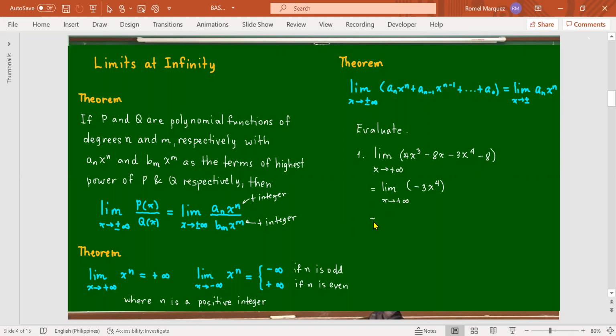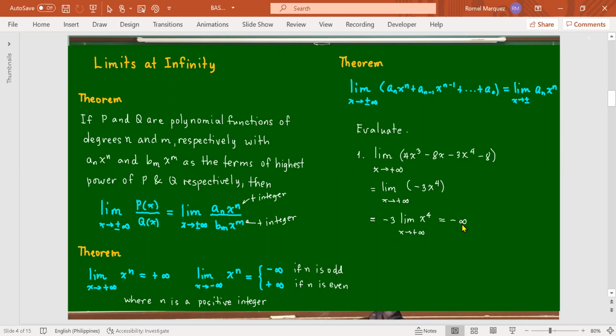So the value of their limits are the same. If this will not exist, this will not exist also. So what's now the limit? You have a constant. I can put the constant out and take the limit of x to the fourth. Look at that theorem here. This is even and approaching positive infinity. What is the limit? Times -3. What's now the limit, guys? Positive or negative infinity? Negative infinity.